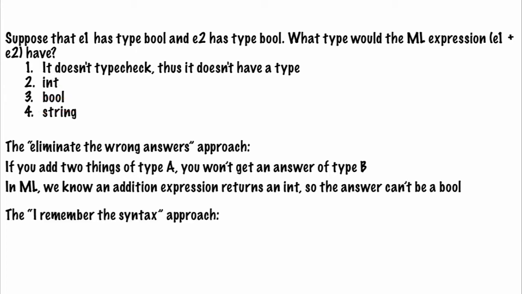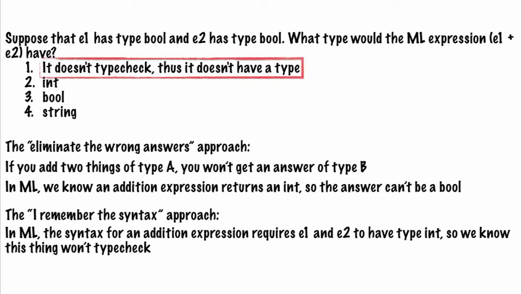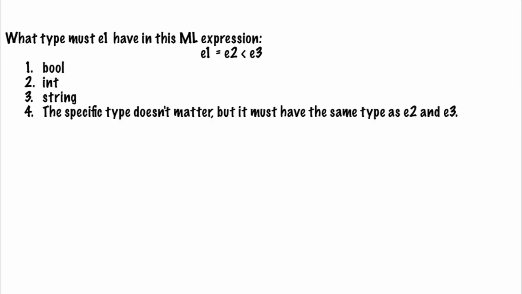The other approach is to use the syntax rule for addition. In ML, the syntax for addition requires E1 and E2 to be of type int, so we know this expression won't type check. Here's the second question that tripped people up.